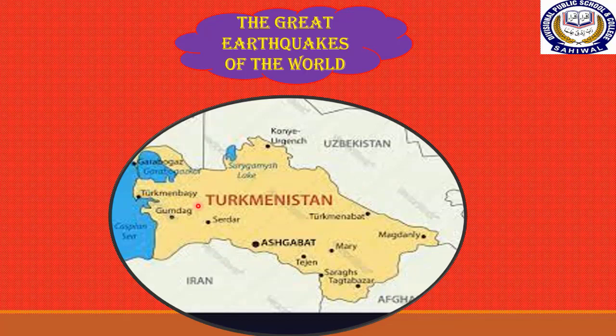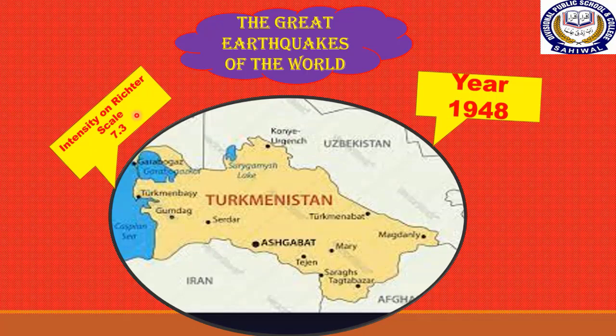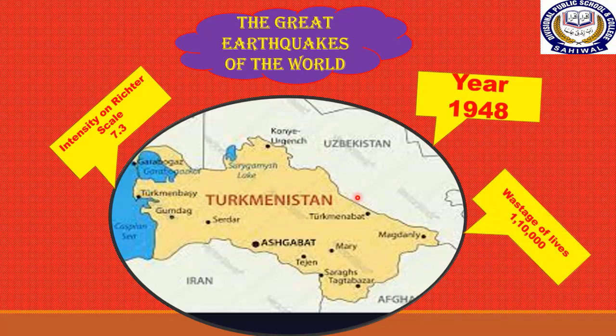Turkmenistan is shown on this map. Earthquake came over here in 1948. Intensity on Richter scale 7.3. Wastage of lives, 1,10,000 people. It shows 1,10,000 people died at that time. So that's why this earthquake is also included in the great earthquakes of the world.